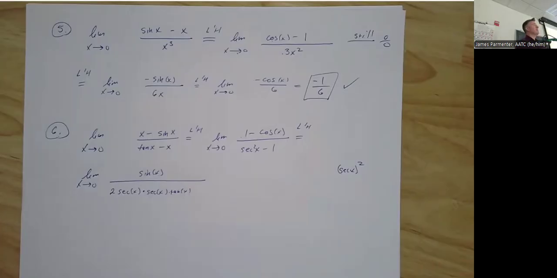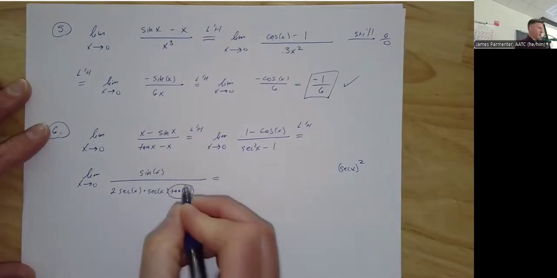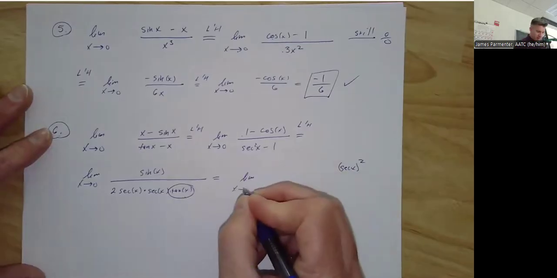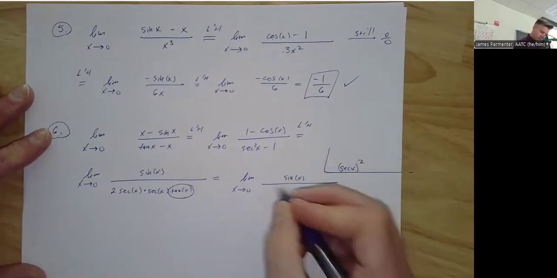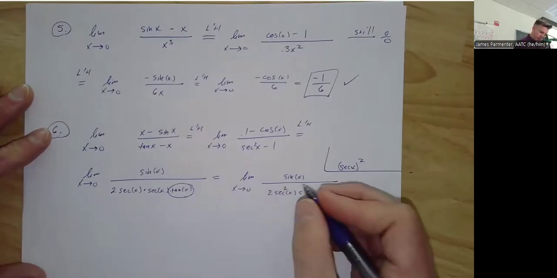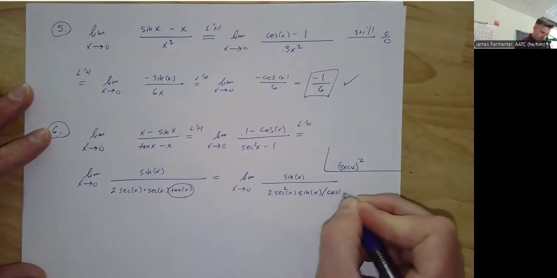This is where I'd be hesitant to try to use L'Hopital's rule again, because taking the derivative of the bottom is going to be kind of gross. This is where it might be good to think about how I could rewrite things. Tangent is really just sine divided by cosine. So I could rewrite this as the limit as x goes to 0 of sine of x over 2 secant of x, secant squared of x, times sine of x divided by cosine of x.